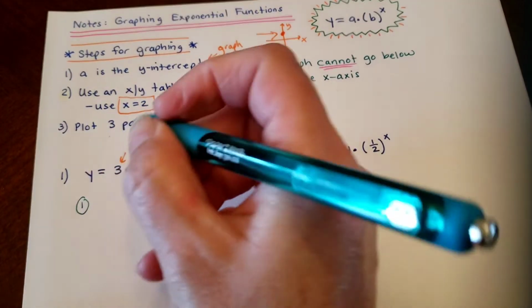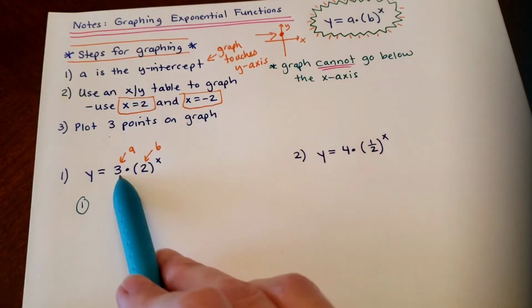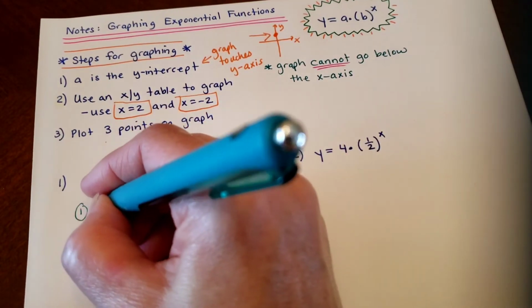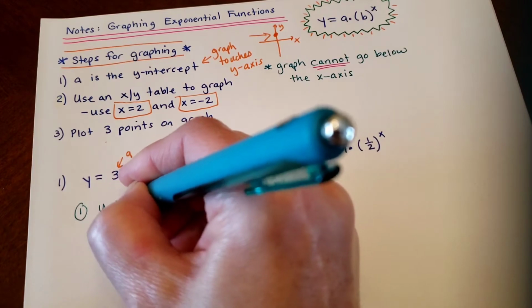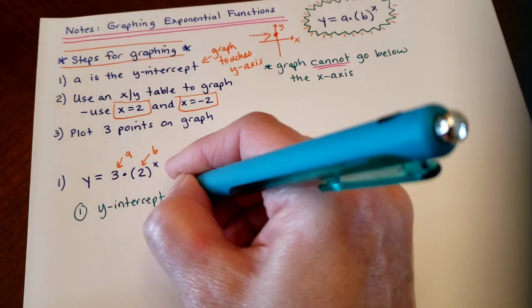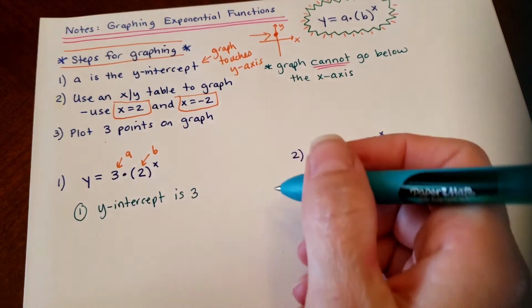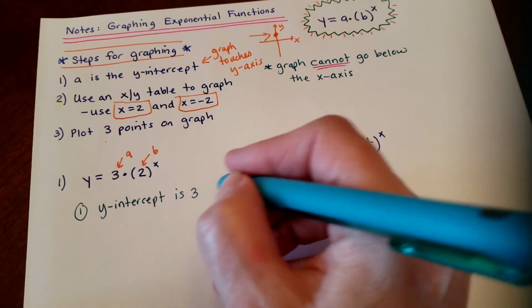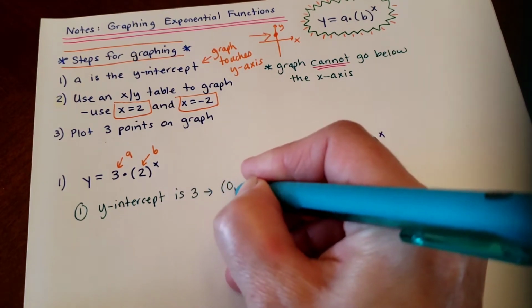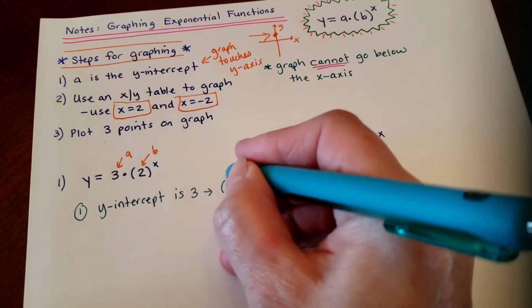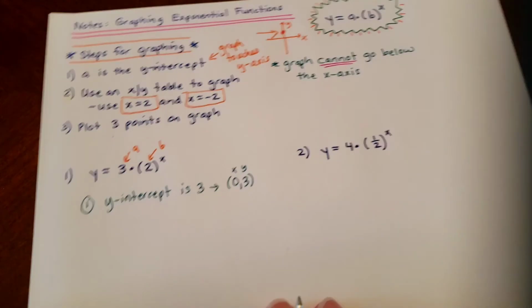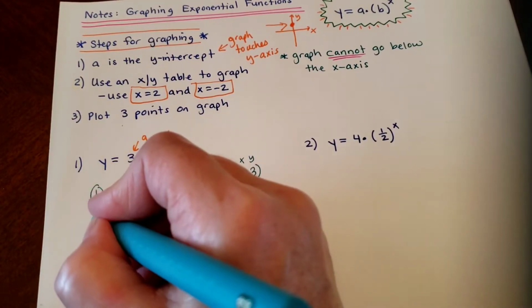So step 1, a is the y-intercept. So a is 3, so you're going to say the y-intercept is 3. And just so you remember, as an ordered pair, what that looks like is (0, 3). So it is an xy point that you will plot. The next thing we're going to do is use an xy table.